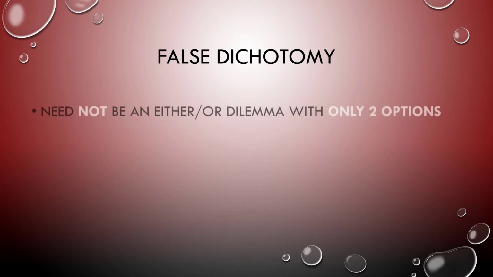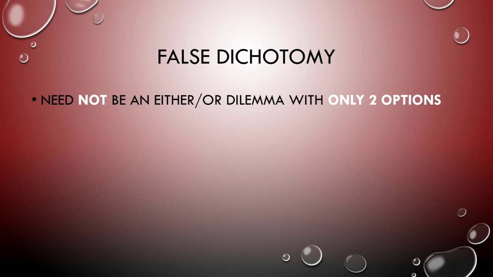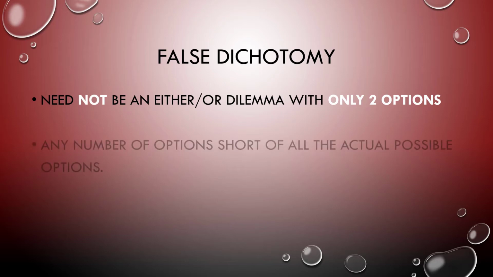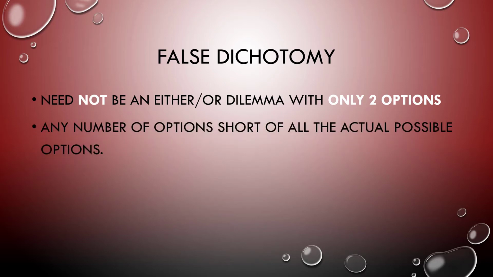The false dichotomy need not present an either-or dilemma with only 2 options. You could actually have any number of options as long as the number of options presented falls short of the actual possible options out there. You might even present a false dichotomy by arguing that 2 options are contradictory, that they both can't be true, when in fact they might only appear to be contradictory. That's a type of stacking the deck.